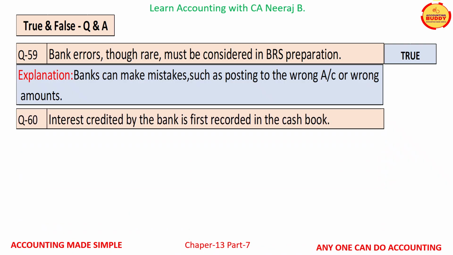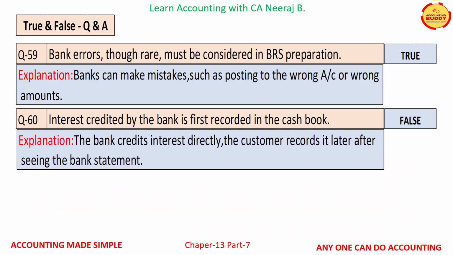Question number 60 is interest credited by the bank is first recorded in the cash book. This is a false statement. The bank credits interest directly. The customer records it later after seeing the bank statement.